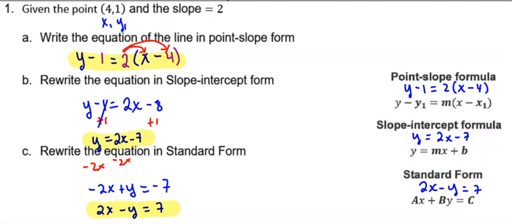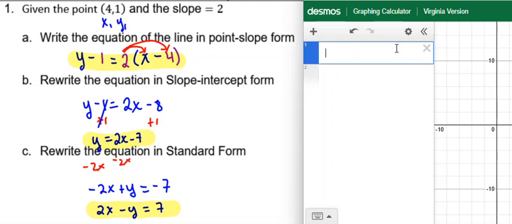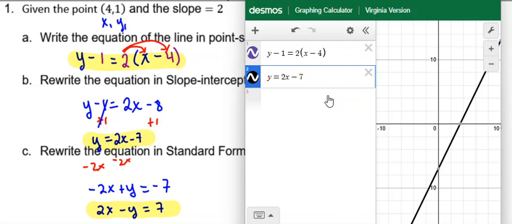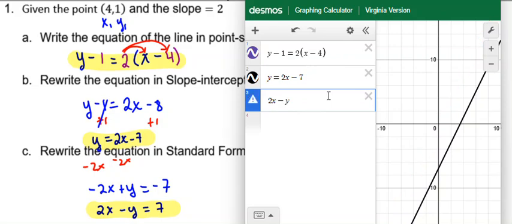Let's go ahead and see if we got everything right by graphing everything in Desmos. So let's put the point-slope form. Move it over a little bit. And then the slope-intercept form. There you go. And then the standard form. All three equations have the same graph, which means that they're all good. They're just written in different forms.